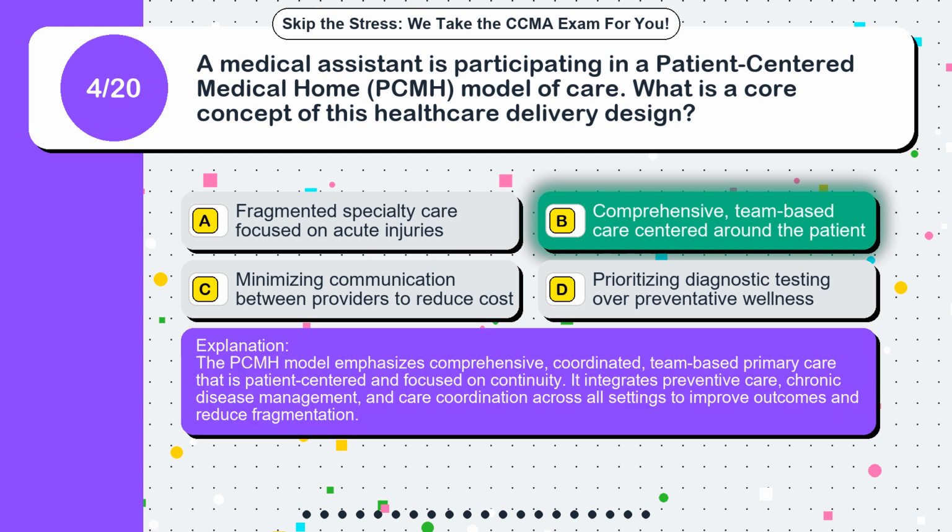The PCMH model emphasizes comprehensive, coordinated, team-based primary care that is patient-centered and focused on continuity. It integrates preventive care, chronic disease management, and care coordination across all settings to improve outcomes and reduce fragmentation.